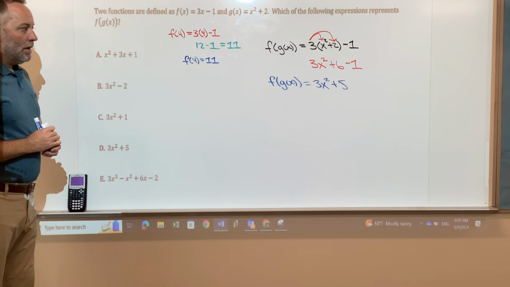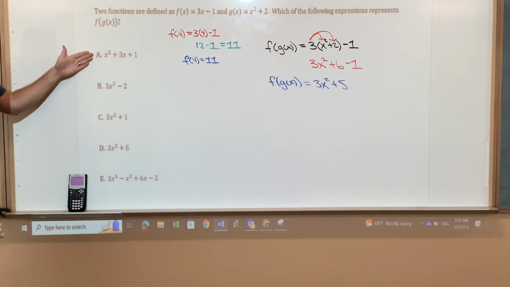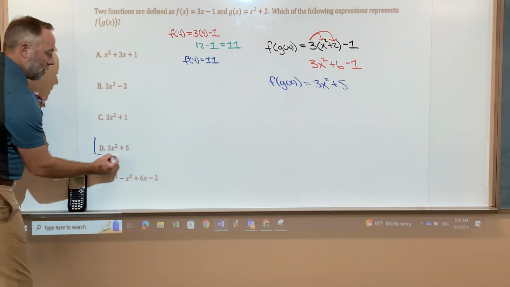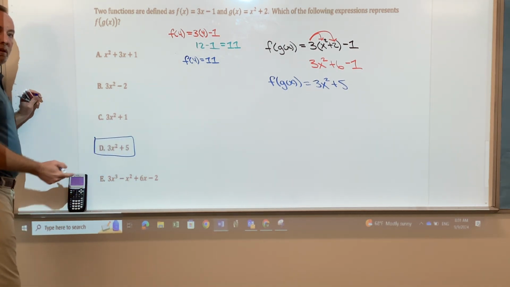3x squared plus 5. We look at our answers here, and there's lots of ones that are similar, but we see that D is the one that matches what we have: 3x squared plus 5.